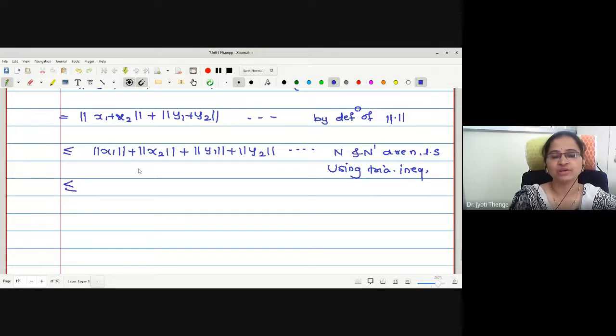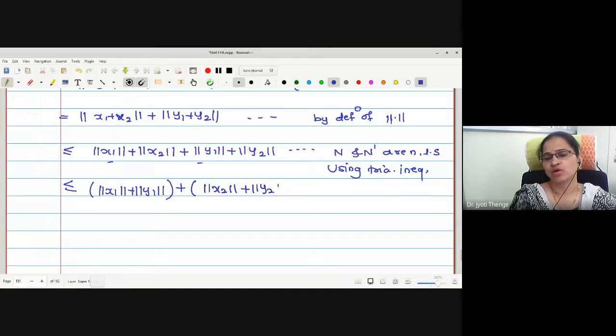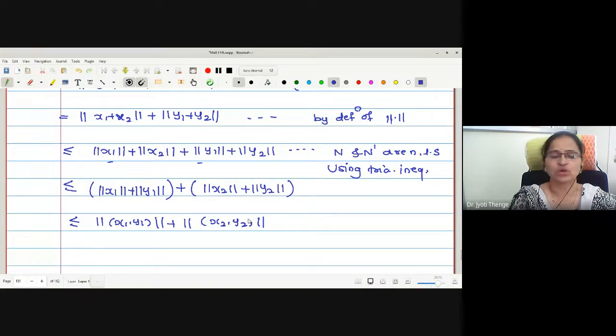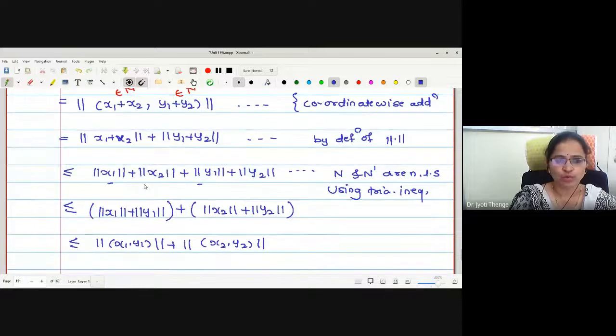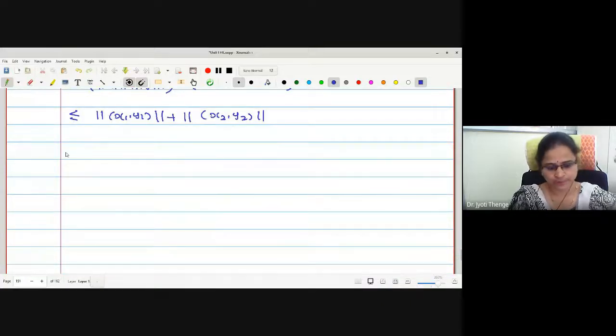Now later what will I do? I will collect x1 and y1 together: norm x1 plus norm y1, and I will put the remaining terms in the other bracket: norm x2 plus norm of y2. Let us reuse the definition. So may I write this as norm of (x1, y1) added with norm of (x2, y2)? Is that okay? So may I say we have proved the triangular inequality.